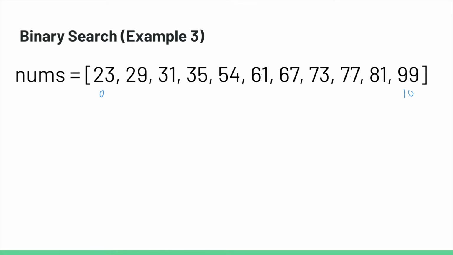Now let's say that our target is 29. I just want to look at what's in the middle. I think that's 61, just because we have 5 elements on one side and 5 elements on the other. So that's going to be index 5. Again, we could have also found that with 10 plus 0, div 2. So 10 div 2 equals 5.